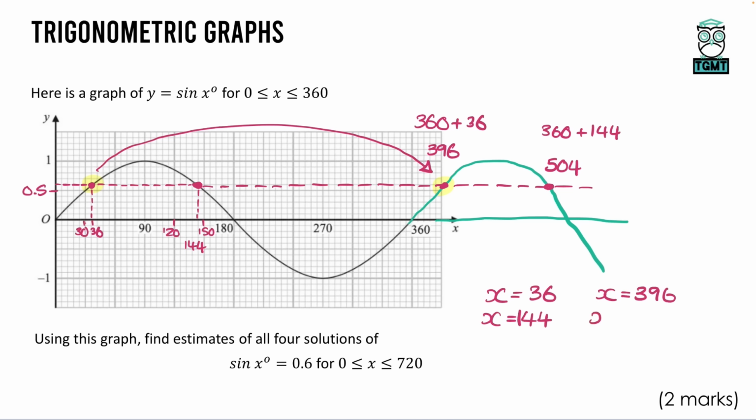So we have two more solutions. X is equal to 396 and x is equal to 504. And there we go, we've got our four solutions.